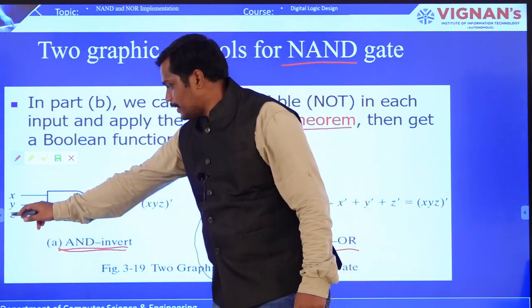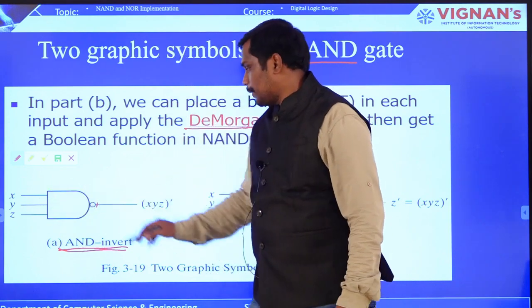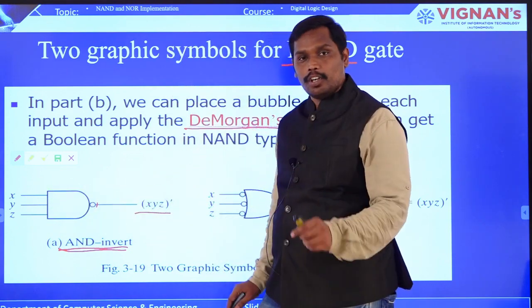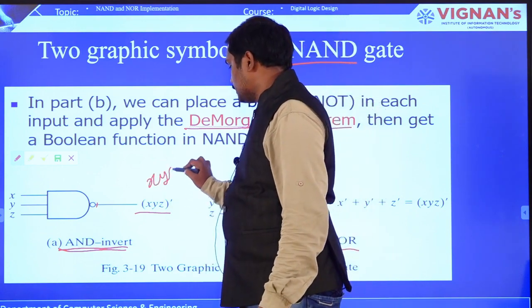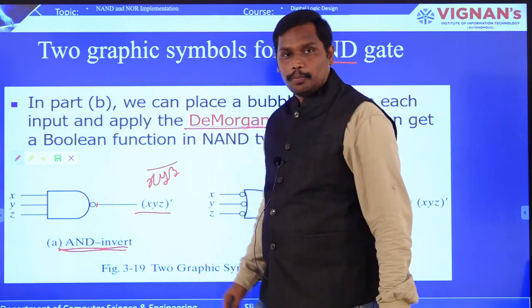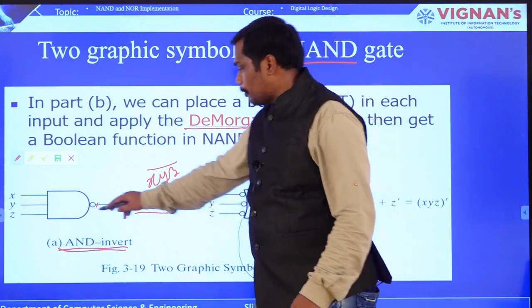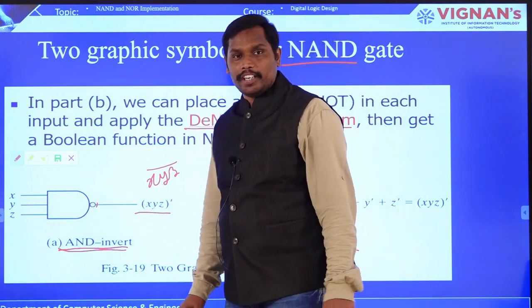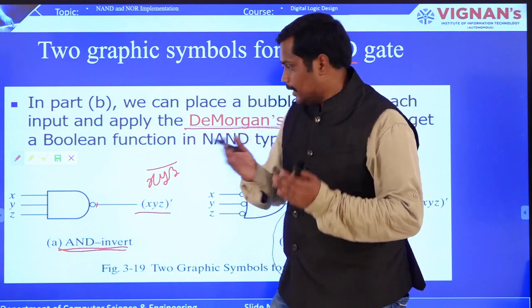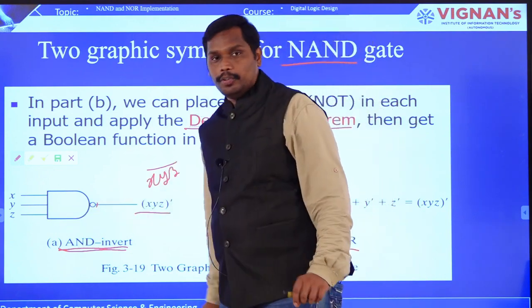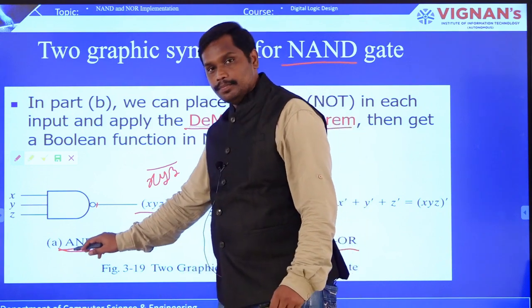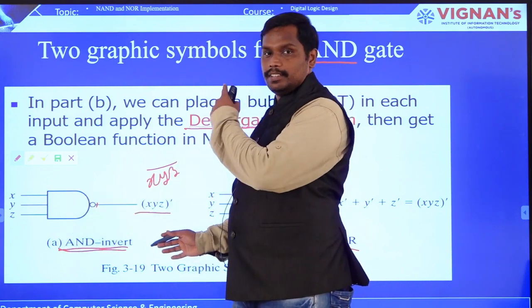You can see here X, Y, Z given as inputs to this NAND. You will get X dot Y dot Z the whole bar, which means XYZ the whole bar. That is the output for the NAND. So you have represented it with this NAND. Did you get it? The main logic is, if you are going to use NAND, then this is how you write it down. AND with inversion, that is NAND.